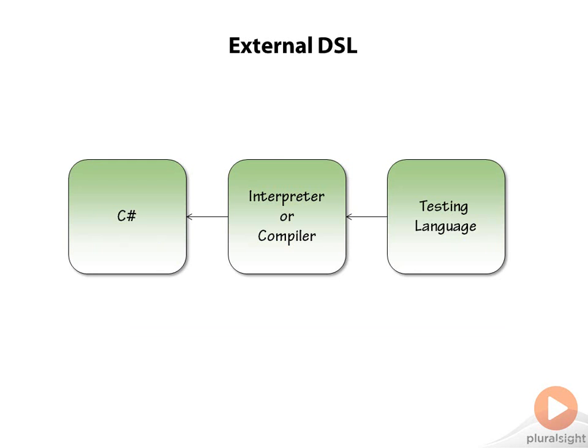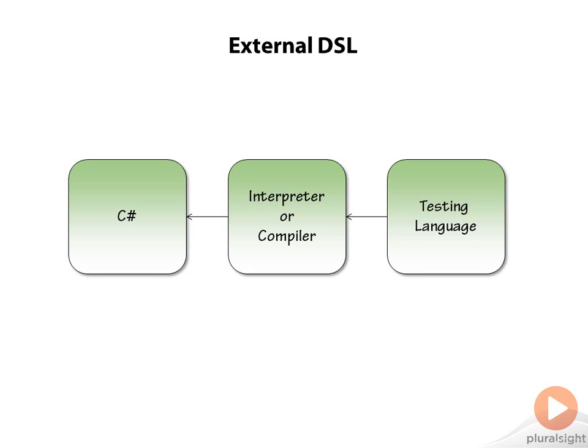Now, once you've created an internal DSL, you may want to take things to the next level and actually create a true DSL or an external DSL. If you create an external DSL, what you would be doing is creating your own testing language. It would exist outside of C sharp, and you use an interpreter or compiler to compile that down to C sharp to run your tests. Now, this is definitely one of those advanced things that you can do with an automation framework, but if you get to this stage, if you have a successful automation project and you want to take things to the next level, this is a good route to go.